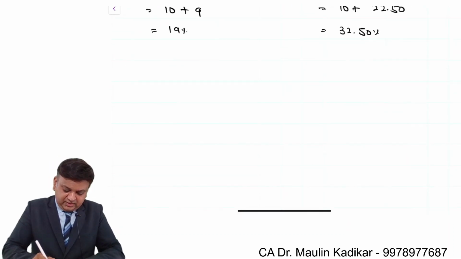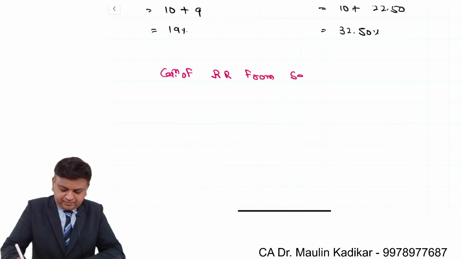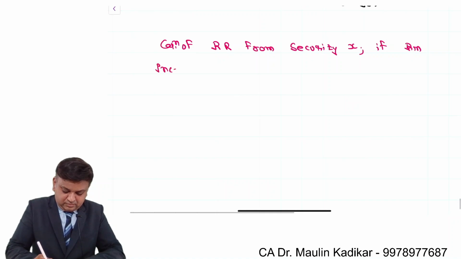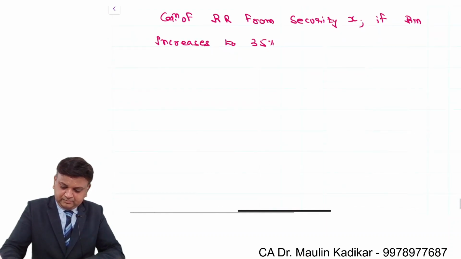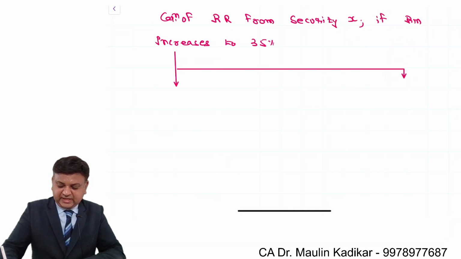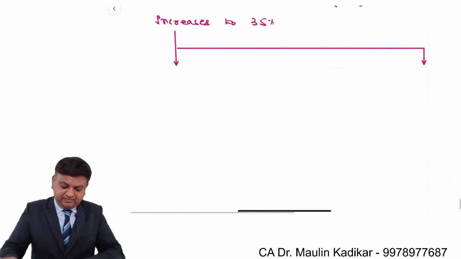Write the answer along with me. Calculation of RR, required rate of return, from security X, if RM increases to 35%. So if RM increases to 35%, then what is the required rate of return from security X? Let us see how to calculate the same.